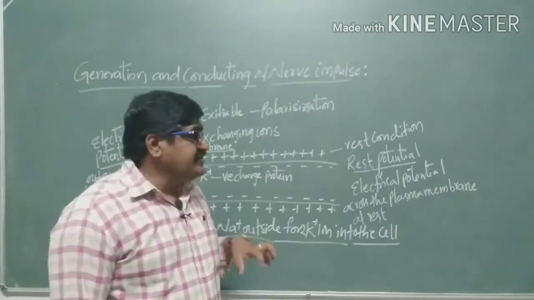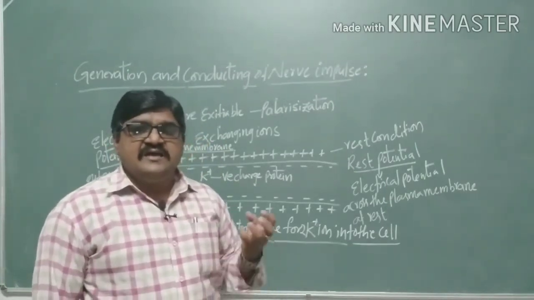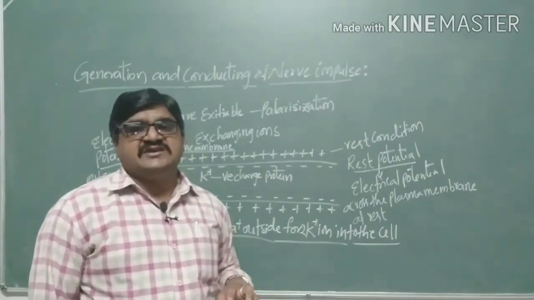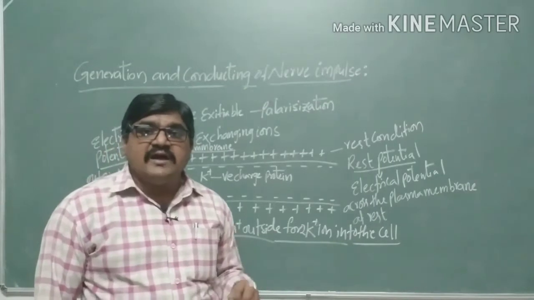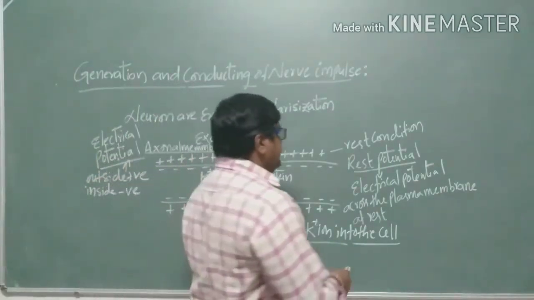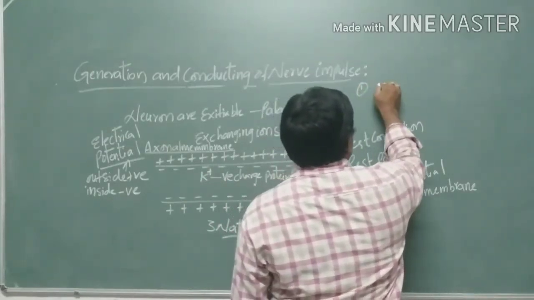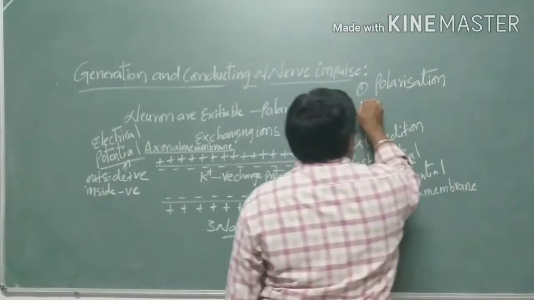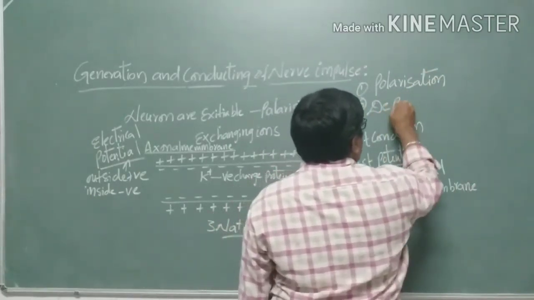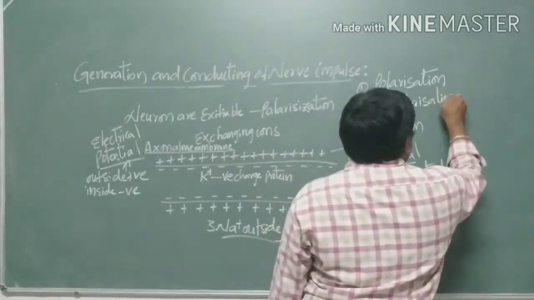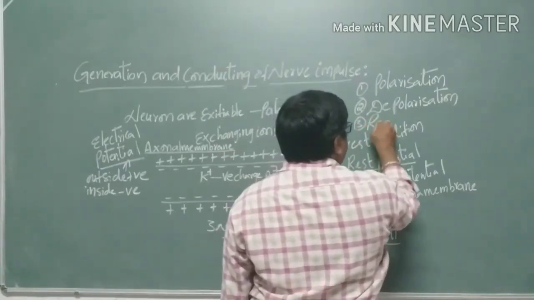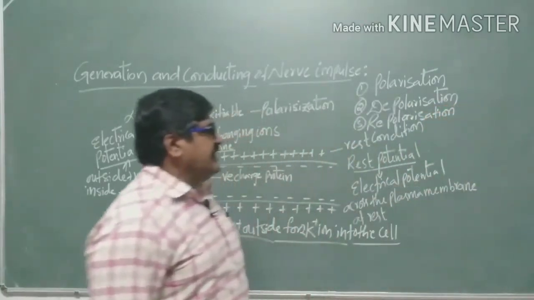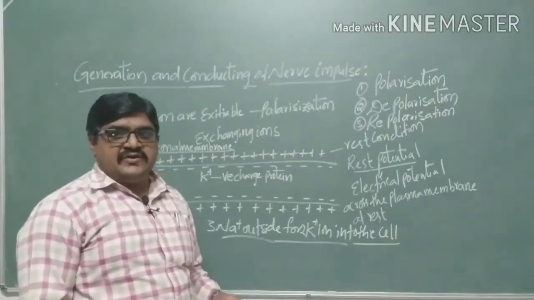And also here it takes place in three stages. There are three conditions. One is called the polarized state, the second is called depolarization, and the third one is called repolarization. So here it shows three conditions: the first is polarization, the second is depolarization, and the third is repolarization.